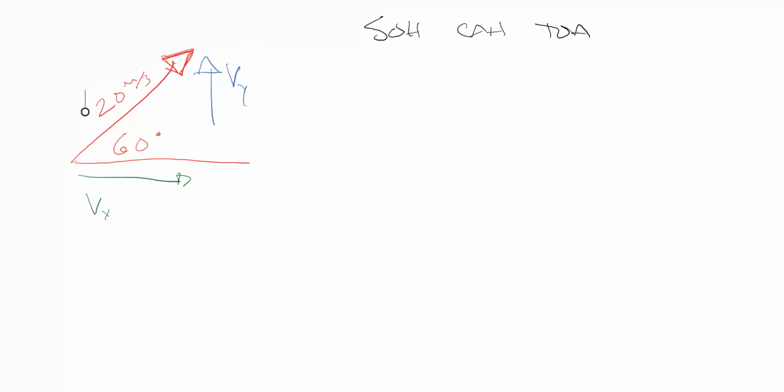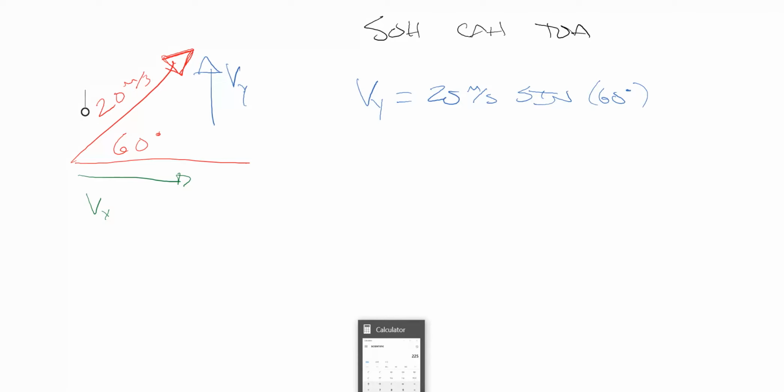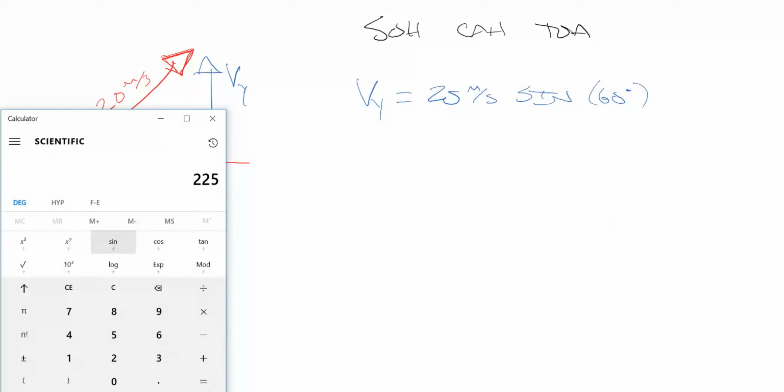So v sub y is equal to the hypotenuse, which is 20 meters per second, times the sine of 60 degrees. So here we take 60 sine, and that gives us our value, and then we multiply that by 20, which gives me an answer of 17.32.